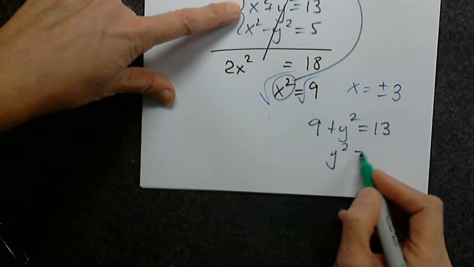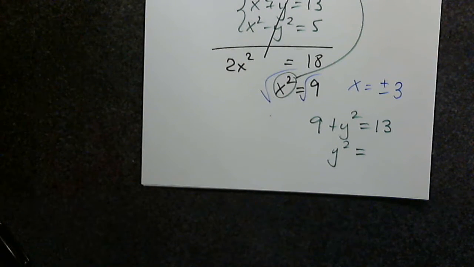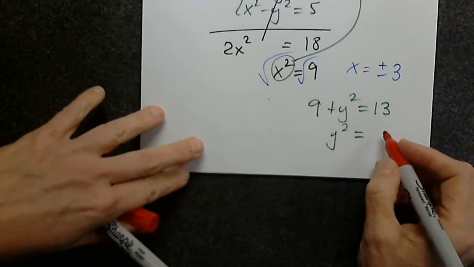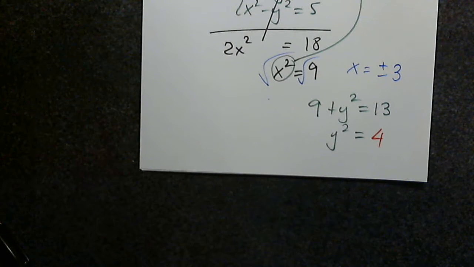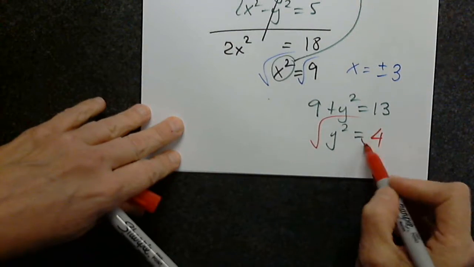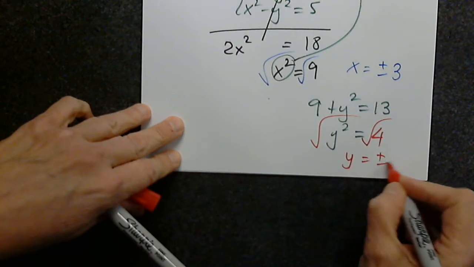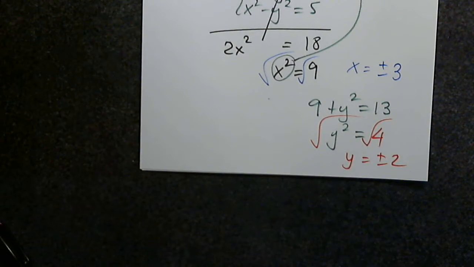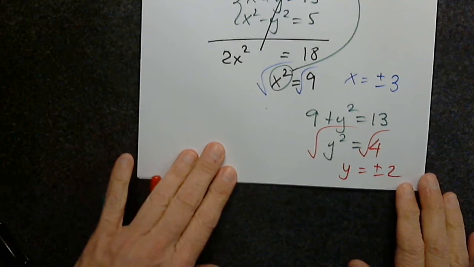So how much is y squared? 9 plus which number is 13? Subtract 9. y squared equals 4. Good. Again, how do I solve this? Exactly. Awesome. It's so handy now, right? So now I have to be careful. So let's talk about this.